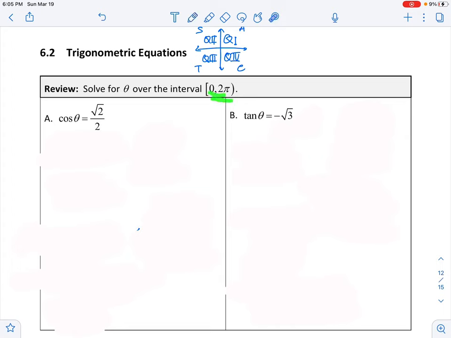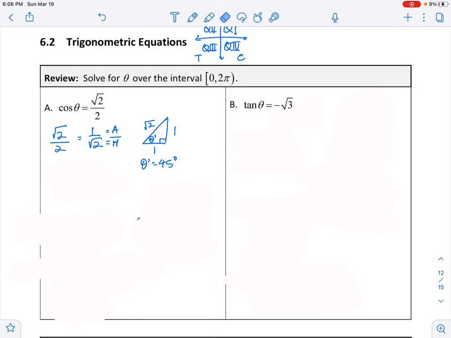to 2 pi. So in order to get a better look at what triangle I'm using, root 2 over 2, if you don't know what that is, we can also rewrite that into 1 over root 2. That's before we rationalize the denominator. Adjacent is 1, root 2 is hypotenuse, so that should provide a 45-degree reference angle. So with that, I'm going to make sure I plot a 45-degree reference angle onto the correct quadrants.